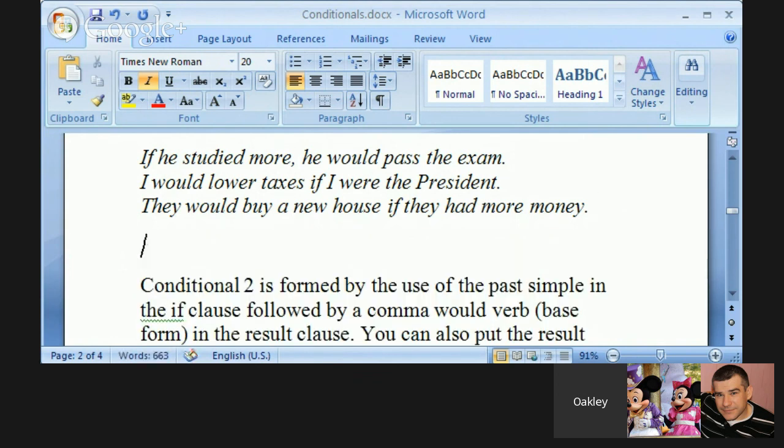Okay, let's give this one a try. Okay, Anna? Yes. Would you like to try? I know you couldn't wait to try a second conditional, so. Yes, of course. They would be tired if they didn't rest a little.